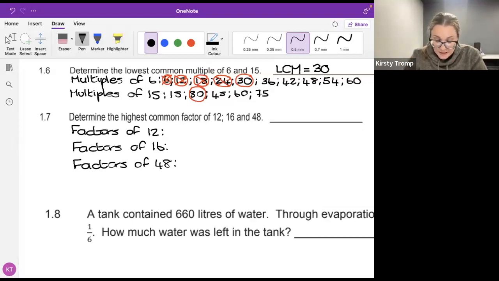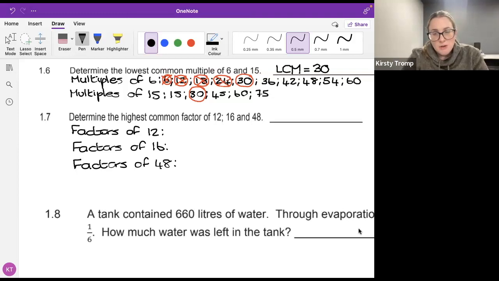So you guys go help me out here. Find the factors of 12, then find the factors of 16, and then find the factors of 48. Okay, so we're looking for the factors. All right, be careful. We're not looking for the prime factors here. We're looking for the factors. Who's going to help me out when you've had a little bit of time to have a look?